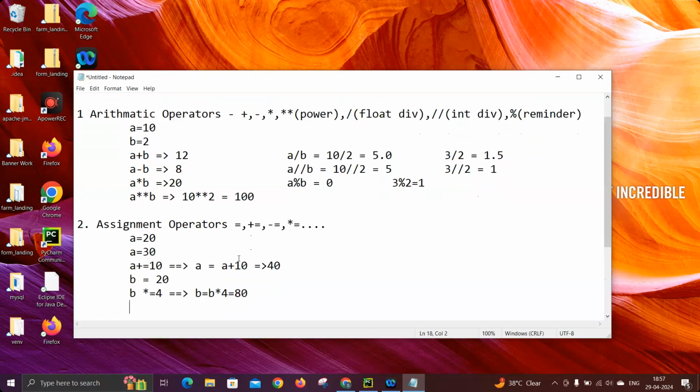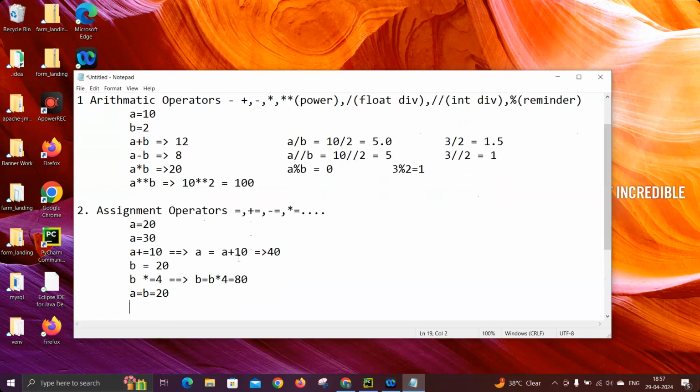And also remember, Python supports a combination of assignments also. For example, if I'm writing A = B = 20, what it means is that 20 will be assigned to both A and B at a time. So now the A value will be 20, the B value will be 20. There is no difference.